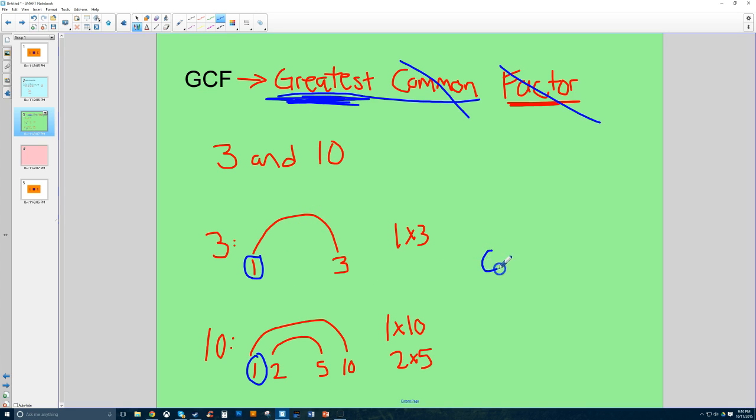So in this case, our GCF, this is a relatively basic, simple problem, just for instructional purposes. GCF equals 1 because that's the largest common factor that 3 and 10 share. And sometimes it might not seem very large, but that is the greatest common factor because there's only one common factor that these two numbers share, and it just happens to be the greatest as well.